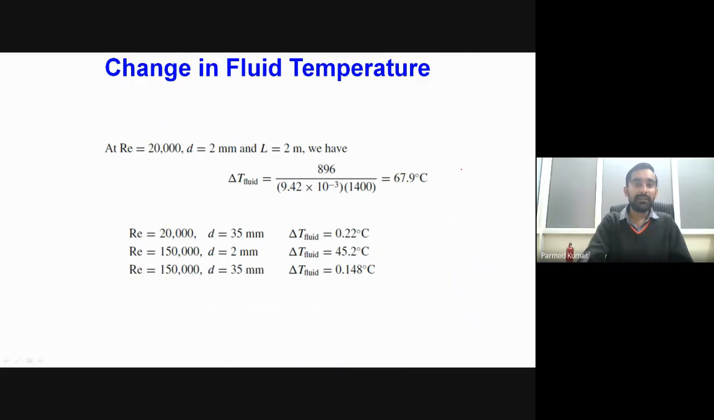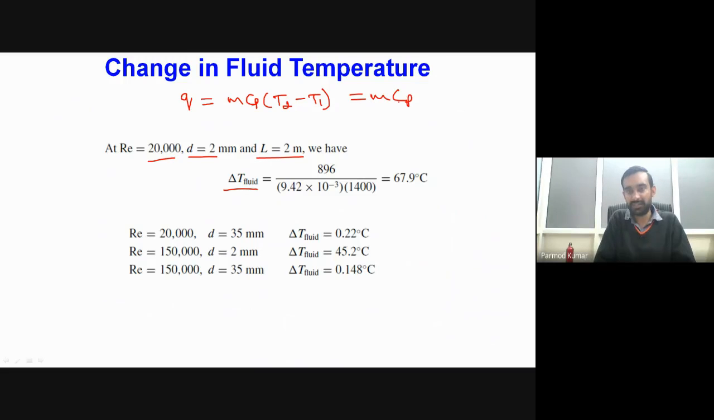Okay, then if we now try to see how much the temperature of the fluid will be changing, corresponding to the Reynolds number of 20,000, diameter of 2 mm and length of 2 meters, if we are considering 896 watt as our heat requirement, and that heat requirement will again change depending upon the pipe diameter. Okay, so we know that Q is equal to m Cp into T2 minus T1. So m Cp into (T2 minus T1) I can simply write as delta T of fluid.